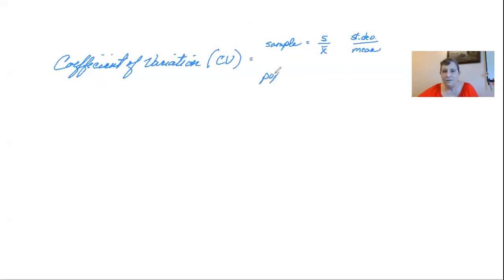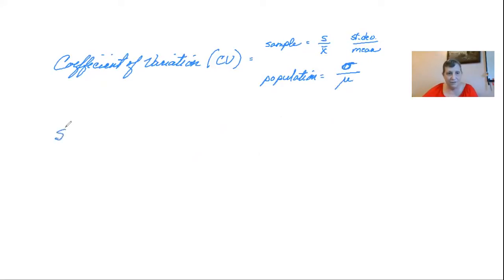For the population, the notation for a population coefficient of variation is the population standard deviation, which is a lowercase sigma, divided by the population mean, which is mu. Remember that population usually uses Greek letters for the statistics, and the sample uses English letters.